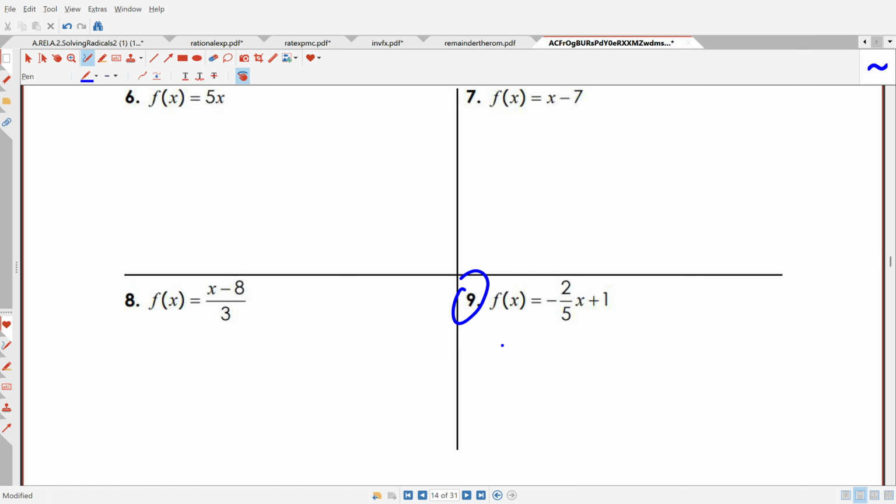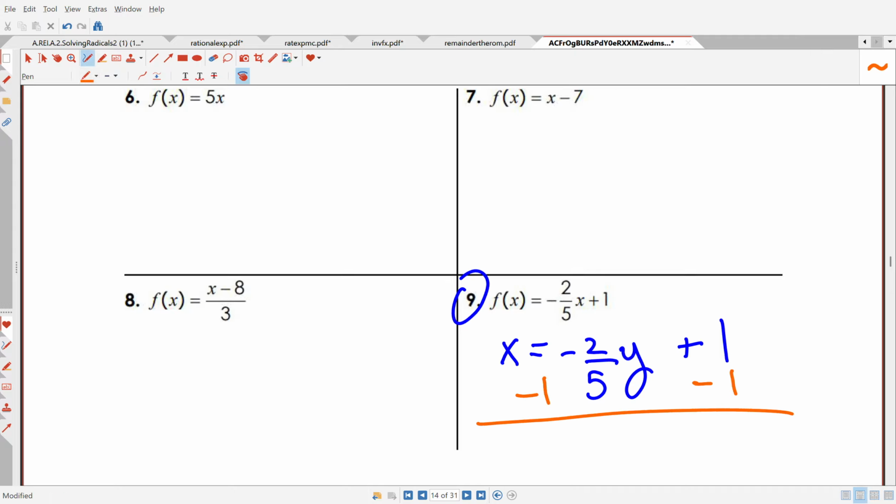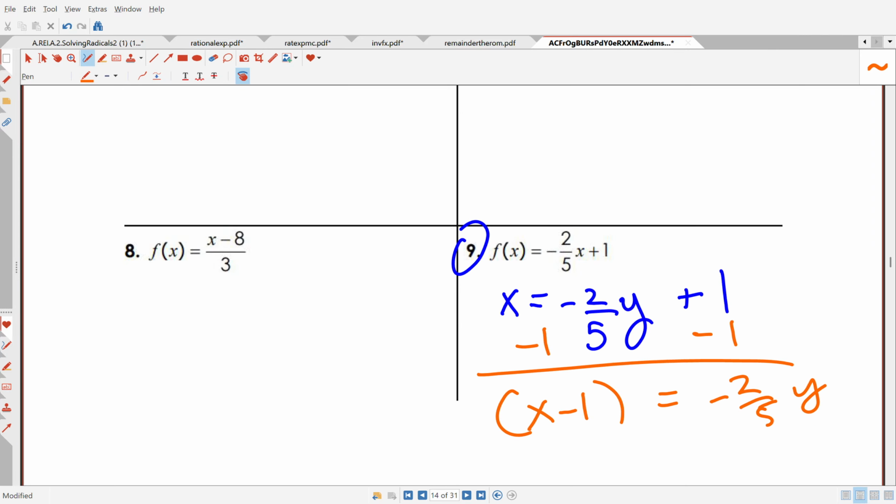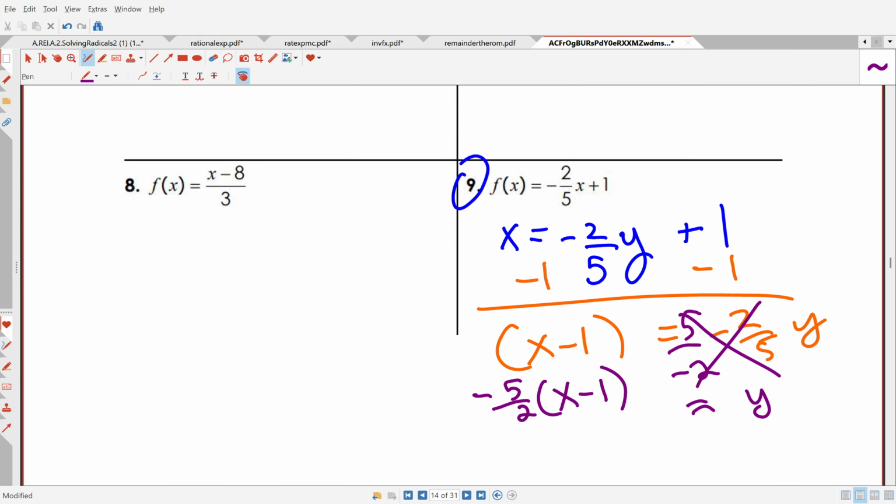So it would be x equals -2 over 5 y plus 1. Now you want to isolate the y, so the opposite of plus is minus 1. I put my binomial in parentheses. Now to get y to be a positive 1, you multiply by the reciprocal, which is 5 over negative 2, and then it cancels. It doesn't matter where you put the negative. I would leave it like this.